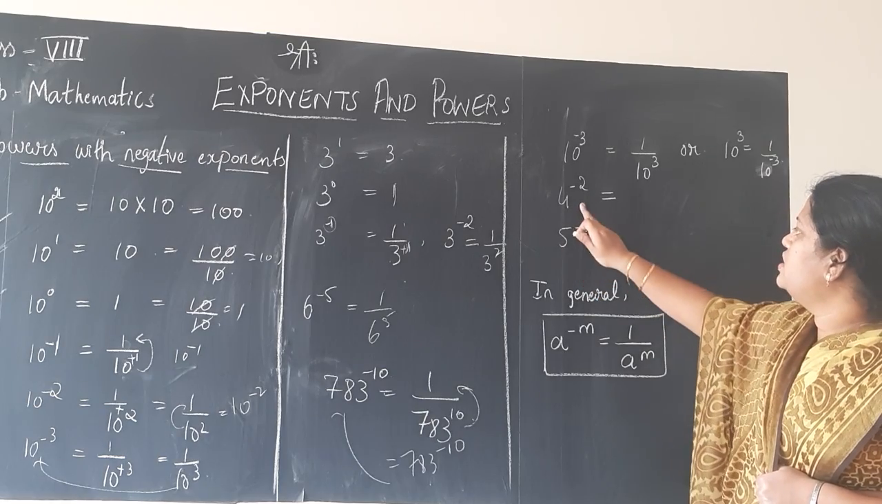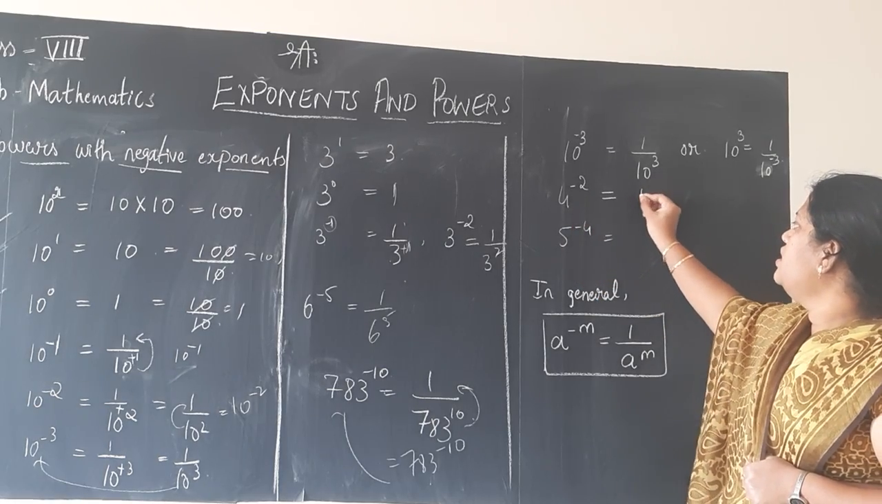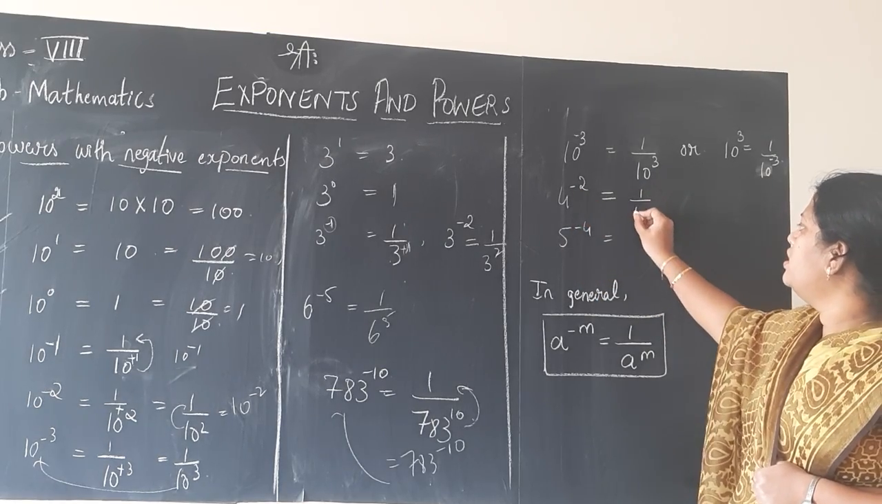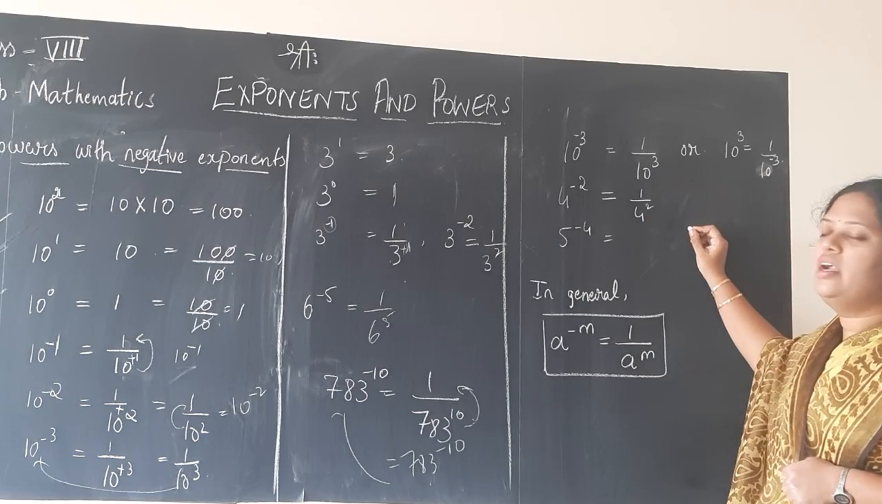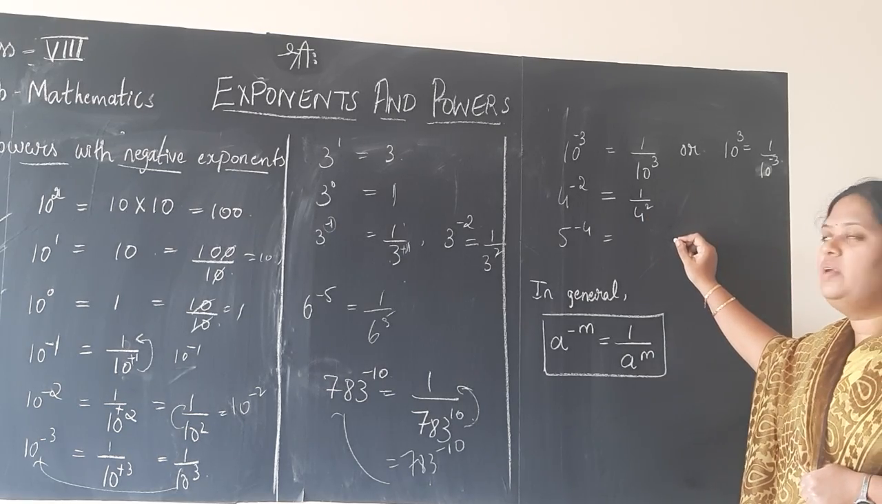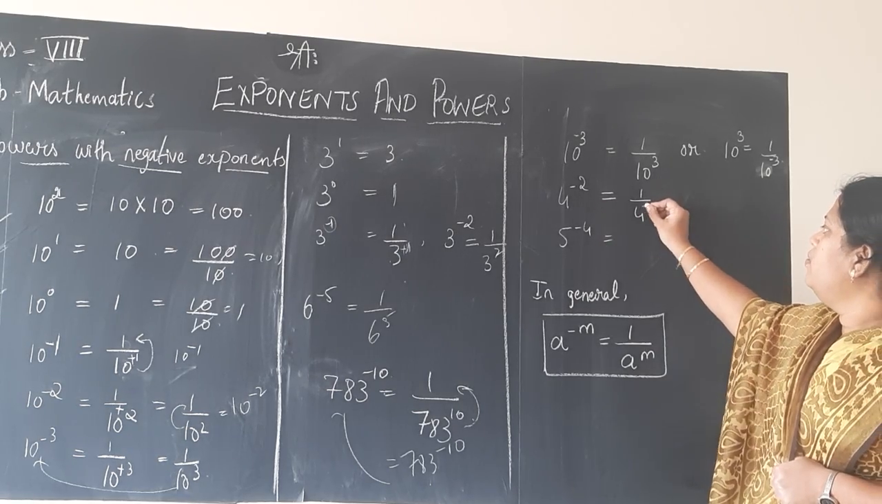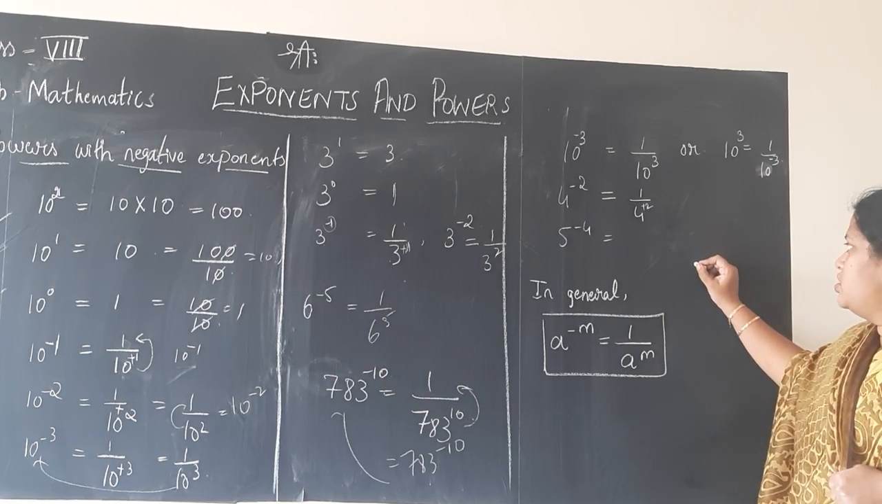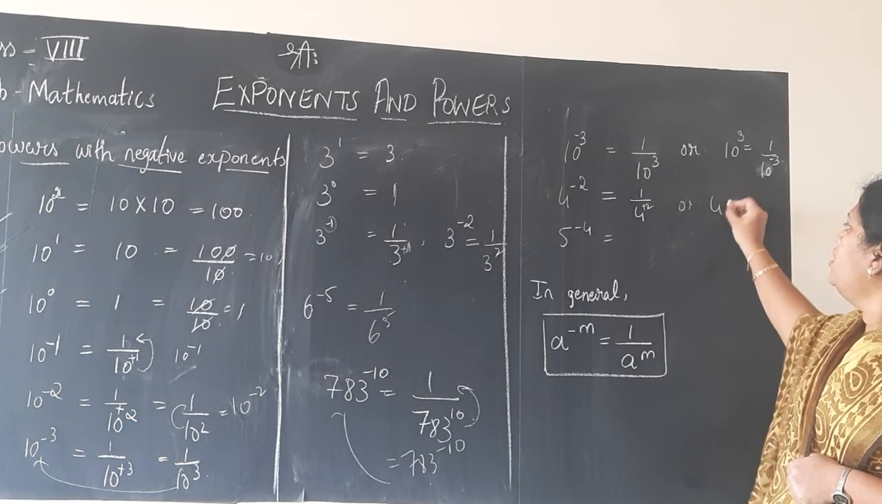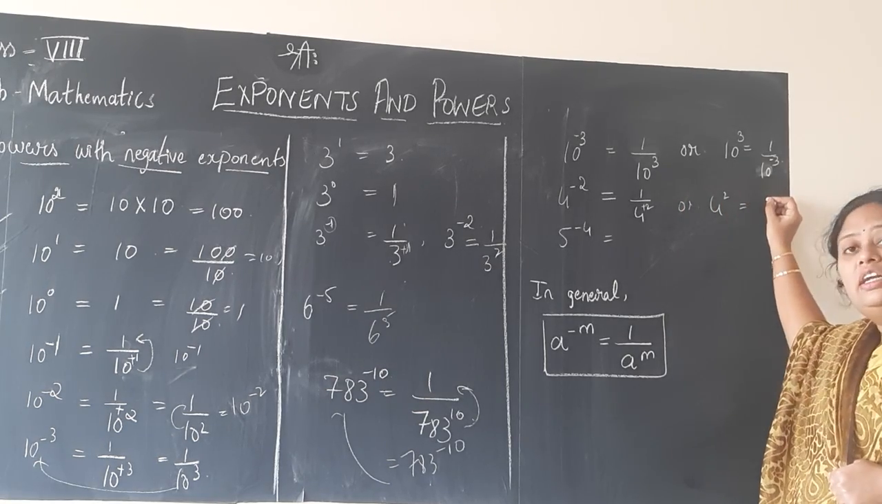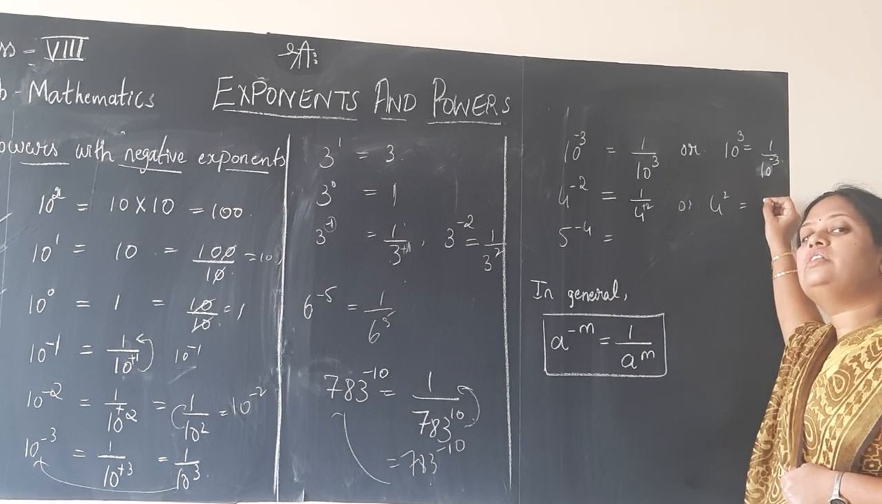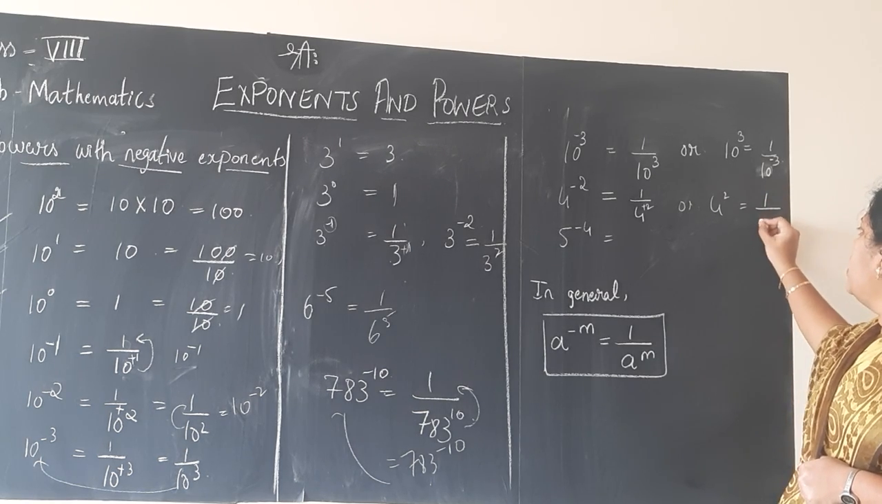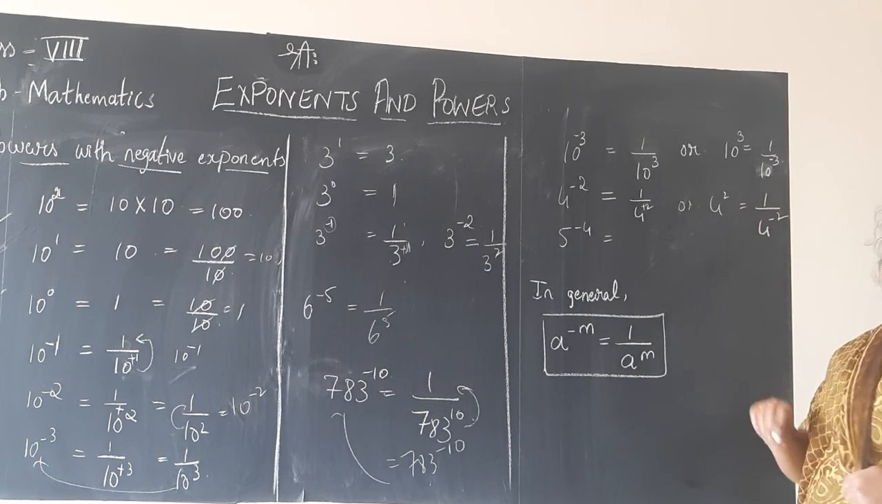Two more I have considered. 4 to the power minus 2: negative exponent means I will send both the base and exponent to the denominator and it will become 4 to the power plus 2, or 4 square. Write it in terms of negative exponents, how do you write? 1 by 4 to the power minus 2.